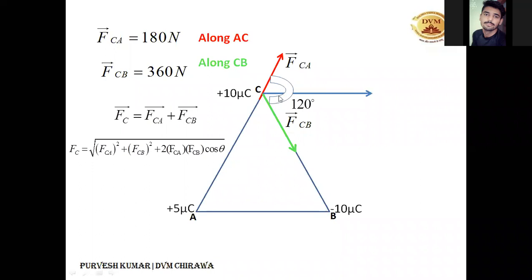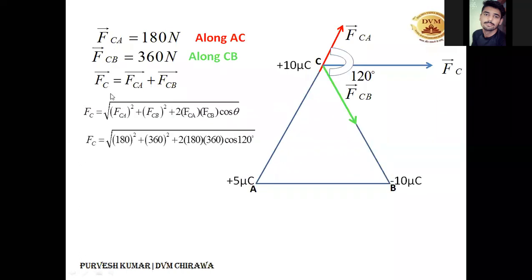So I have marked it with the blue line, and that is my FC. Somewhere the resultant is in between these two forces. Now we need to find the magnitude. So the magnitude can be calculated like this. FCA is what? 180 square. FCB is what? 360 square. 2 in the formula itself. Then again FCA 180, FCB 360, and cos theta. Theta is the angle between FCA and FCB, that is 120. And we know this thing, that cos 120 is minus half.